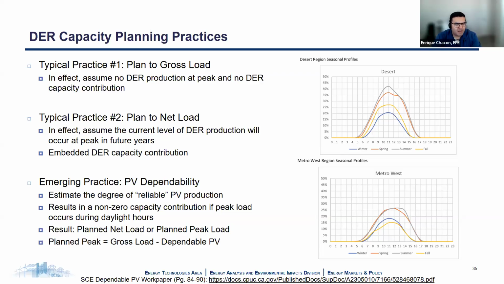Now, because practice one and practice two seem to be opposite approaches to each other, one of the emerging practices is implementing what's called PV dependability. This is an estimation of reliable PV production. It takes into account some profiles to establish a baseline contribution of DER performance into a system. So this is putting some shapes behind DERs. What you see here on the right-hand side are profile shapes from some utility regions. This one they call the desert region, which would be essentially the shape of the DERs. On the bottom would be the Metro West region. That's a practice that aims to have a middle ground between the gross and the net load planning methodologies. Next slide, please.